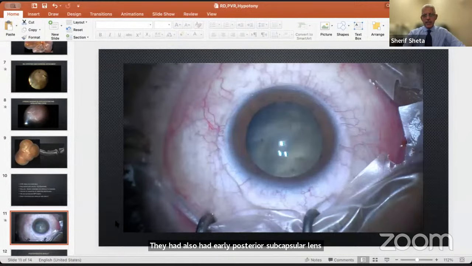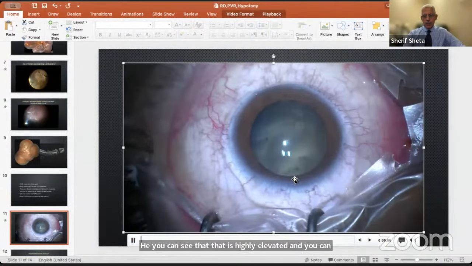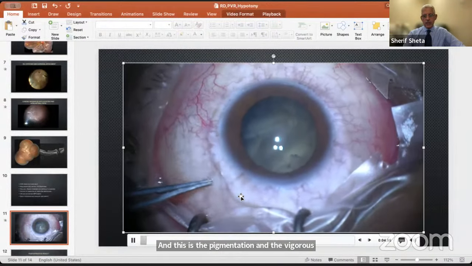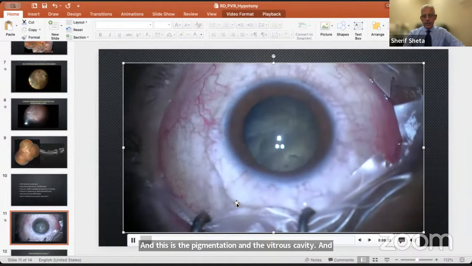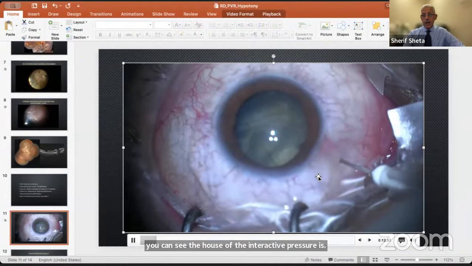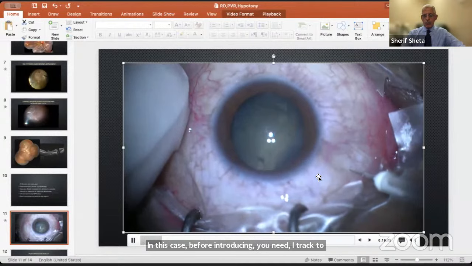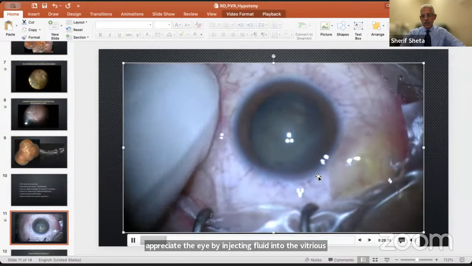Here you can see that the retina is highly elevated, and you can see the retina actually behind the posterior lens capsule. And this is the pigmentation on the vitreous cavity denoting the chronicity, and you can see here how soft the intraocular pressure is. In this case, before introducing your needle, I try to pressurize the eye by injecting fluid into the vitreous cavity so that you push the choroid to the globe wall, so the penetration of the microcannula is easy.